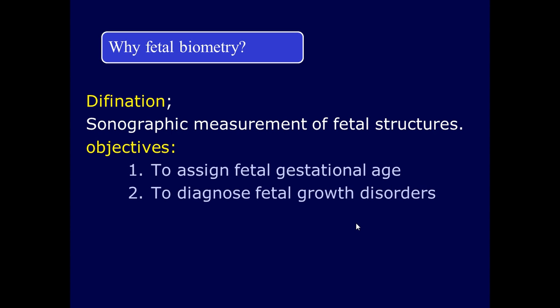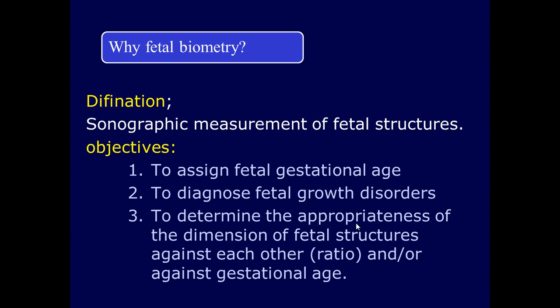Number two, to diagnose fetal growth disorders by assessing if measured fetal parts are appropriate size for gestational age or by estimating fetal weight. For example, a fetal weight of 2000 grams is normal for a fetus of 33 weeks, but will indicate growth restriction for a fetus of 36 weeks.